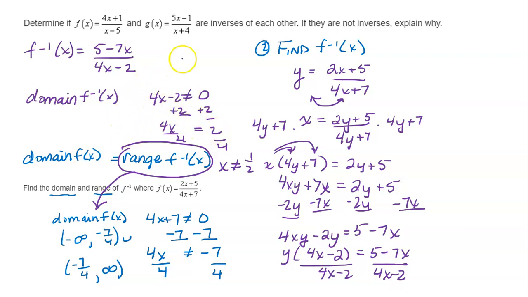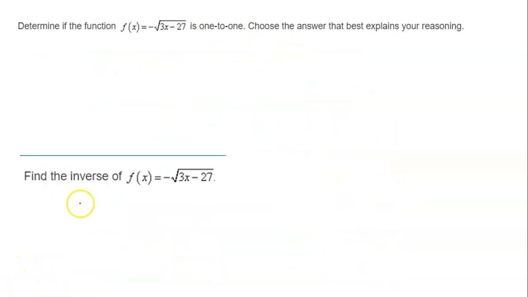Okay, so my domain's going to be negative infinity to 1/2, union positive 1/2 to positive infinity. Okay, doing two parts here. I'm going to get these done. And then, okay, so it says determine if this is 1-to-1. Choose the answer that best explains your reasoning.